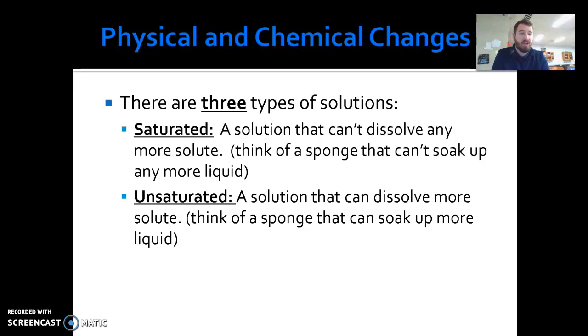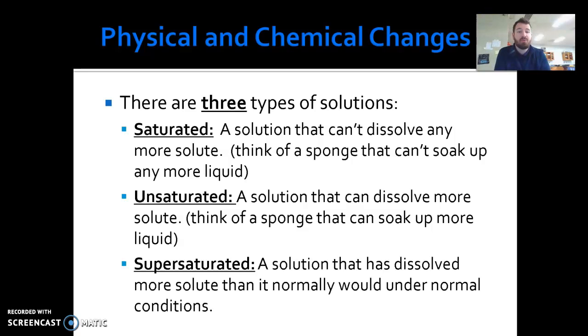Now, if a solution can still dissolve more of a solute, think about when we have a dry sponge and we're just beginning to start to soak it up. That would be something that is unsaturated, and we still can dissolve more of our solute into it to increase the concentration. Now there is a third one, and we call this supersaturated. And it's probably just what you think. This is a solution in which we have dissolved more solute than would typically be allowed under normal conditions.